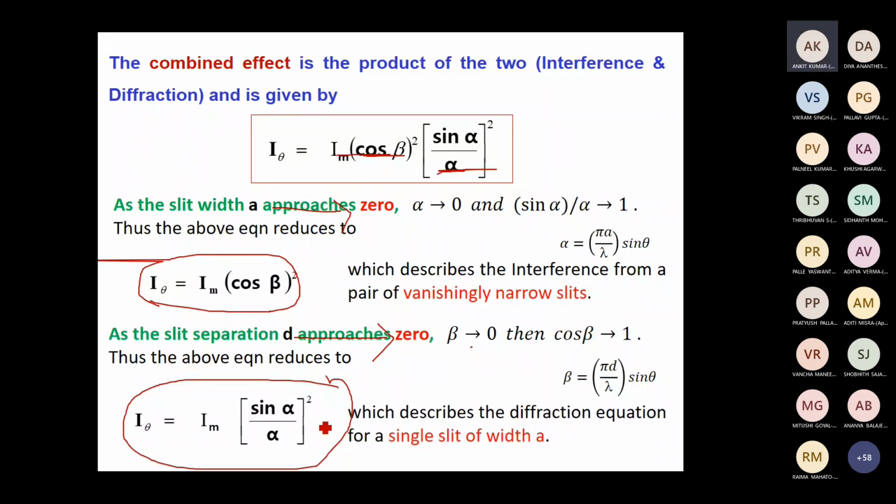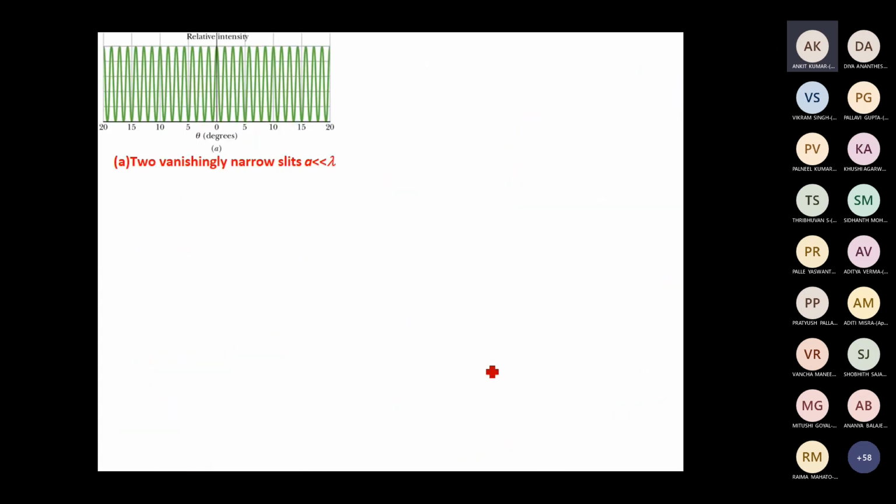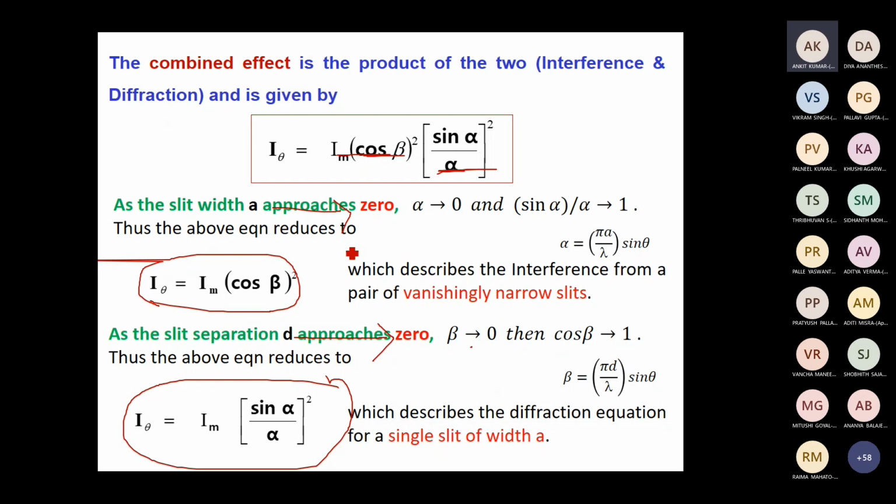So these two equations: first, this one describes the interference pattern where the slits are almost vanishing. In the second case, we discuss the slit where the width of the slit A is very large and D is vanished. That is, there is only one slit over there. So the same thing which is in mathematical form, I'll put in image form.